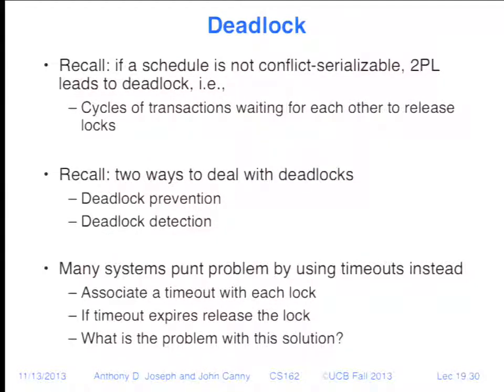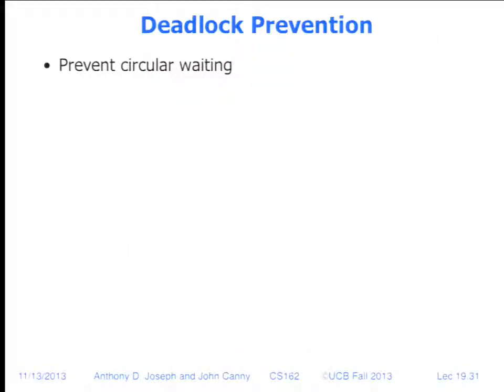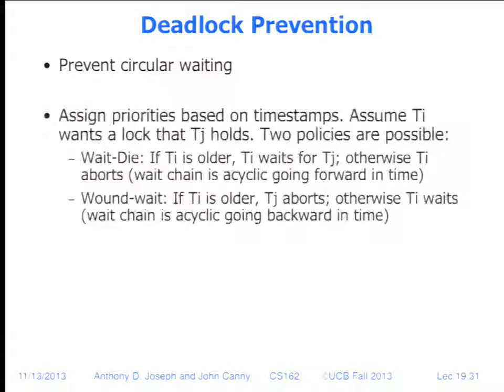Yes. Well, you also have to be careful about which transactions still hold the lock, and whether they can continue. Anyway, the goal of deadlock prevention is to prevent circular waits, so we'll look directly at that problem. One approach is to assign priorities based on timestamps. If we assume that a transaction Ti wants a lock and another transaction Tj holds it, then there are two policies that we can implement.